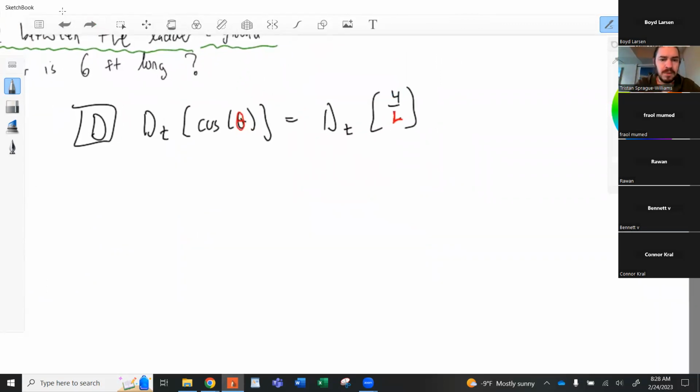All right, so on the left side, we do the derivative of cosine, we get negative sine. Then, because that was a function of theta, and theta itself is implicitly a function of time, we multiply by the derivative of theta with respect to time, which we just represent by its name, d theta over dt. There we go. So that's the left side.